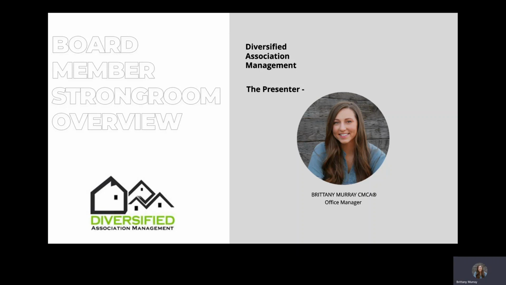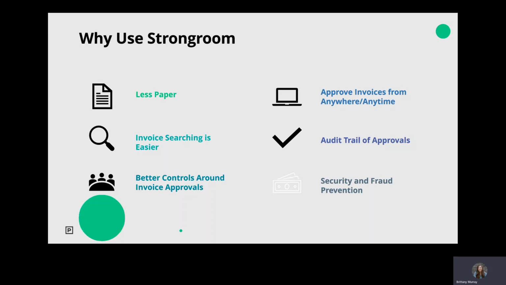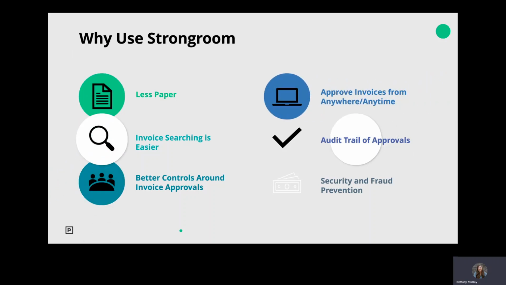And in this training video, we are going to go over how Strongroom works and the benefits it provides for your association. So I wanted to start off with why we use Strongroom. Number one, less paper. Approving invoices is very paper intensive, which tends to open the door to mishandling and lost invoices. So with Strongroom, we have an electronic archive of all invoices for your association.